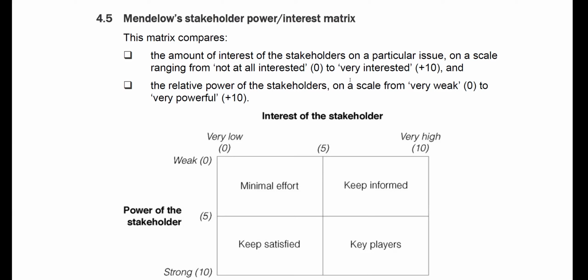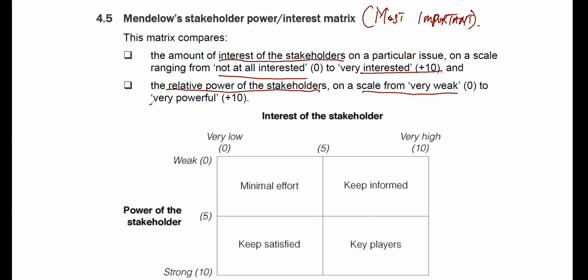So when it comes to the next model, which is the most important model, we do it straight from ICA level 1, right? It is even more important than the one that we saw. This matrix compares the amount of interest, how interested the person is in your business on a particular issue, ranging from not at all interested, 0, to very interested, +10. Then we look at the relative power of the stakeholders from a scale of very weak to very powerful.